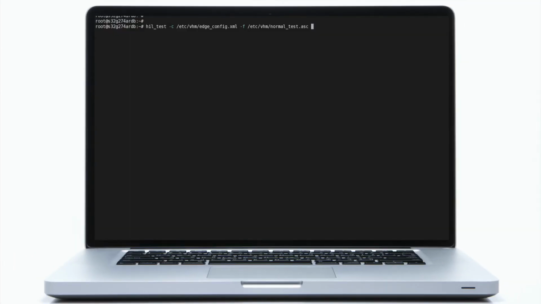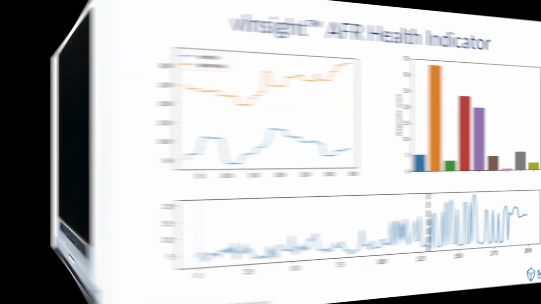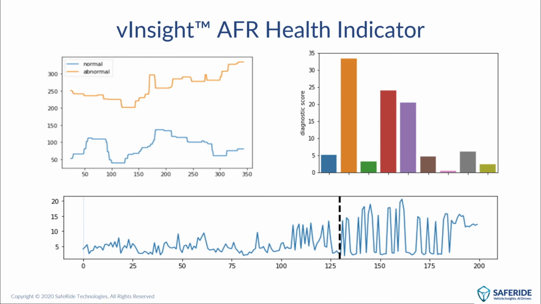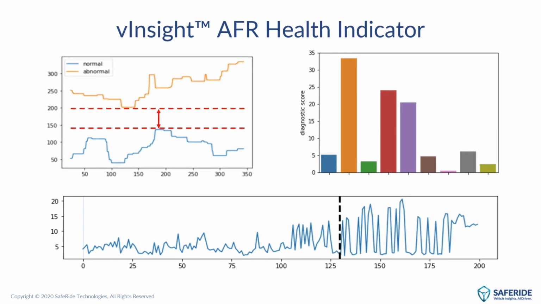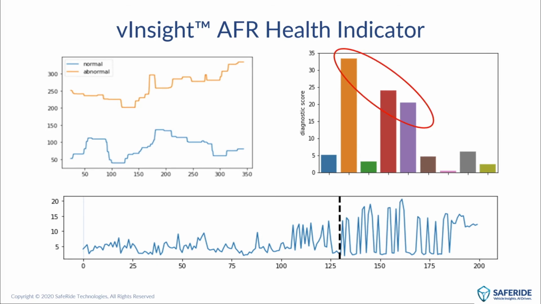We then ran the 15 test signals through the vInsight runtime on the NXP S32G vehicle network processor and downloaded the health indicator from the vInsight Edge AFR monitor to the vInsight Developer platform. vInsight's AFR health indicator showed a clear distinction between the test vehicle's normal behavior and its anomalous behavior during the test. It also identified three signals as the main contributors to the anomaly, and finally, vInsight's AFR health indicator pinpointed the time at which the anomaly occurred.